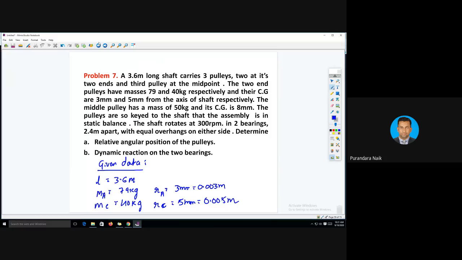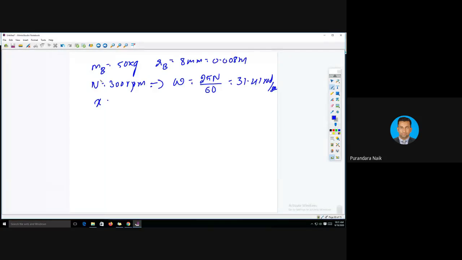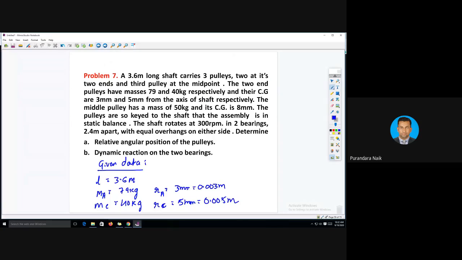Next, what else is given? The shaft is mounted on 2 bearings, 2 meter apart. X is equal to the distance between the bearings. So the distance between the 2 bearings is equal to 2.4 meter apart. Next, what else is given? And it is having equal overhang on either side. So that we'll discuss while drawing the space diagram.